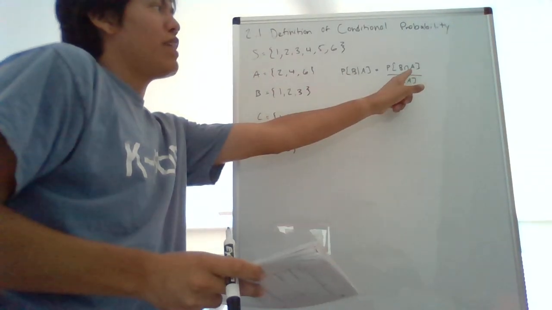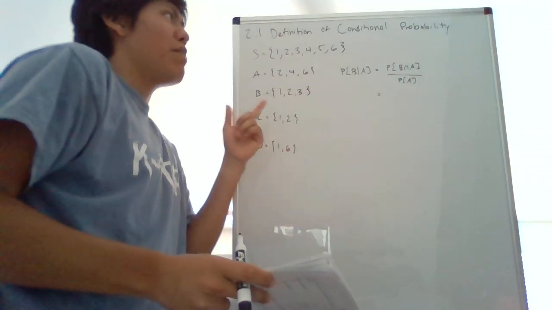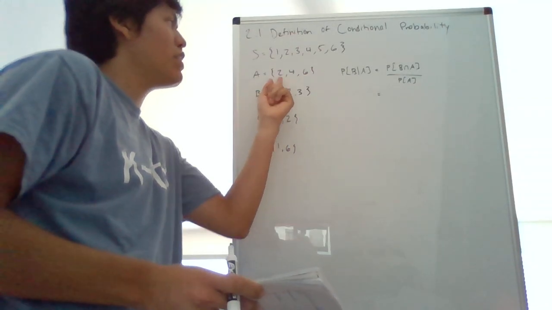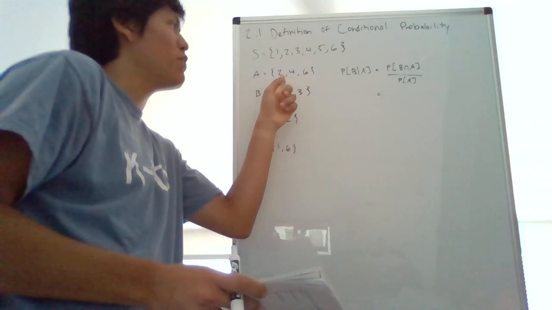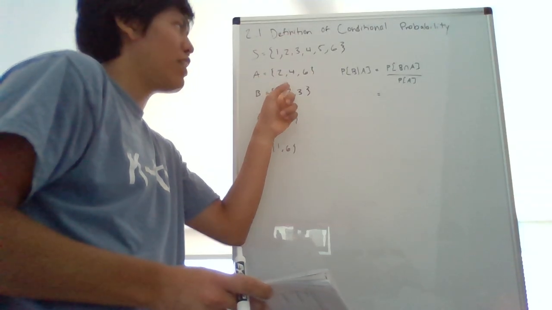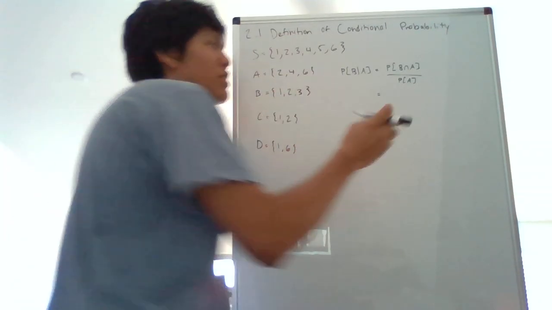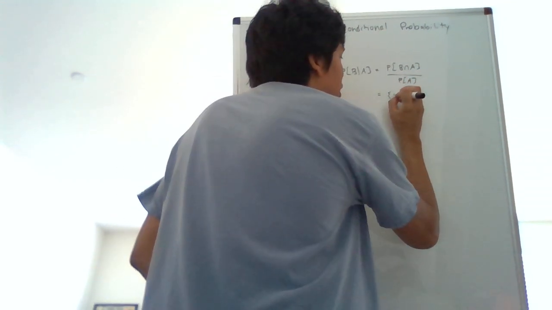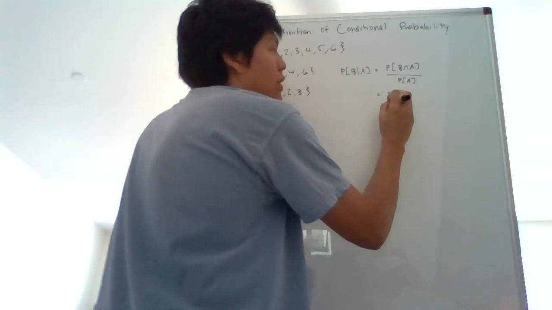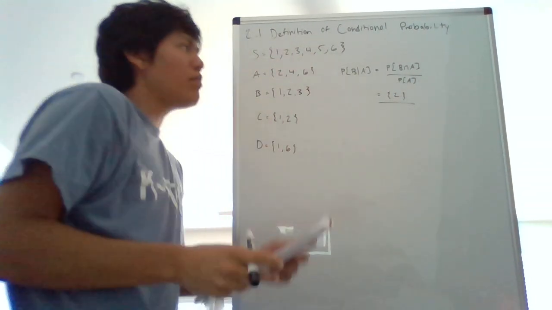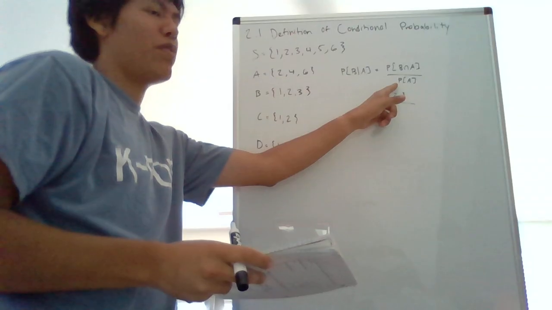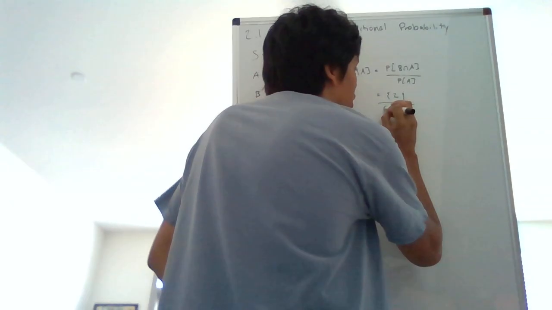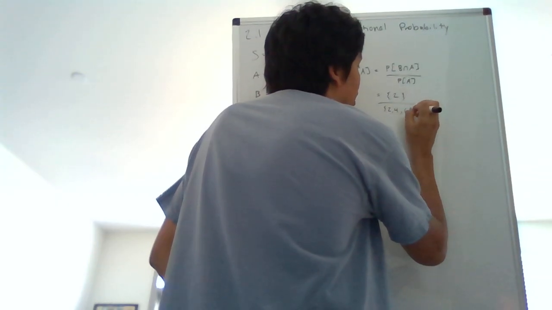So what's B intersect A? Those are the things that are in both B and A. So we look at B, 1, 2, and 3. We have A, 2, 4, and 6. The 2 is the only thing that lands in both A and B. So we can put that up here. And then we put that over the entirety of A, which is 2, 4, and 6.